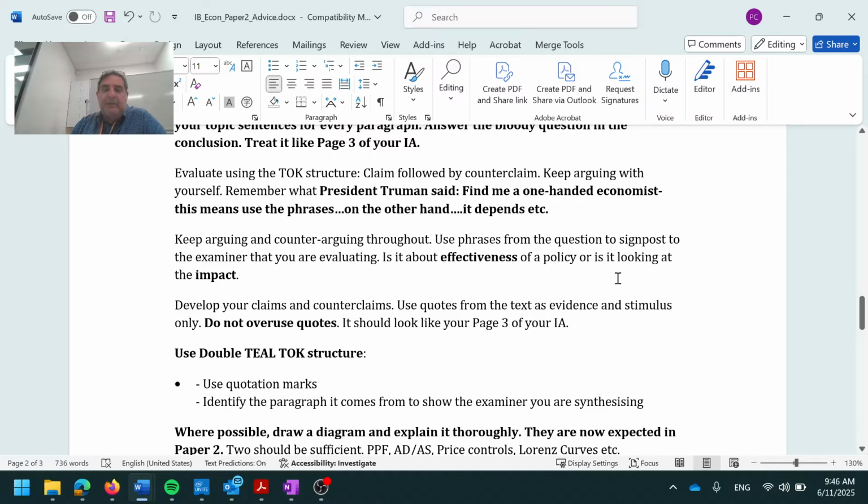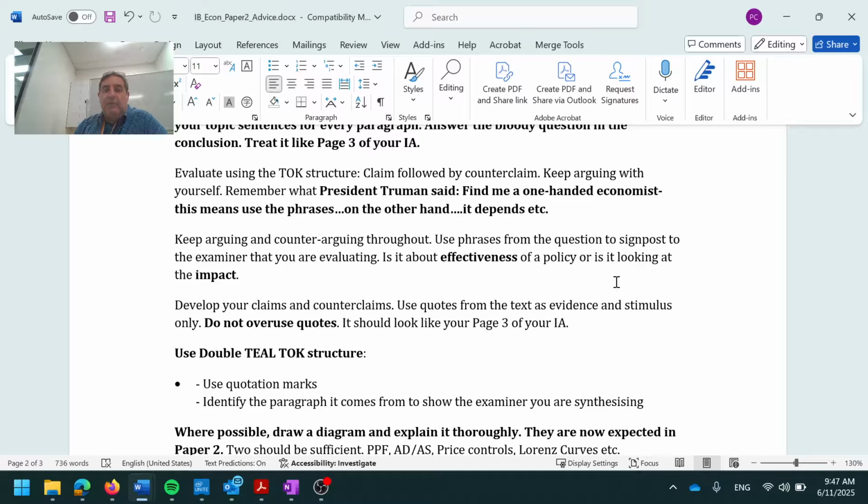Develop your claims and counterclaims, so don't just state it, explain it by using theory, and then use quotes from the text as evidence and stimulus only. So don't overuse the quotes, because if you overuse the quotes, it will be deemed to be descriptive and not analytical. So again, it should resemble your page 3 on your IA, which just simply means the text, be it prose or quantitative numbers, is the stimulus and the evidence to support your claim and counterclaim, right?